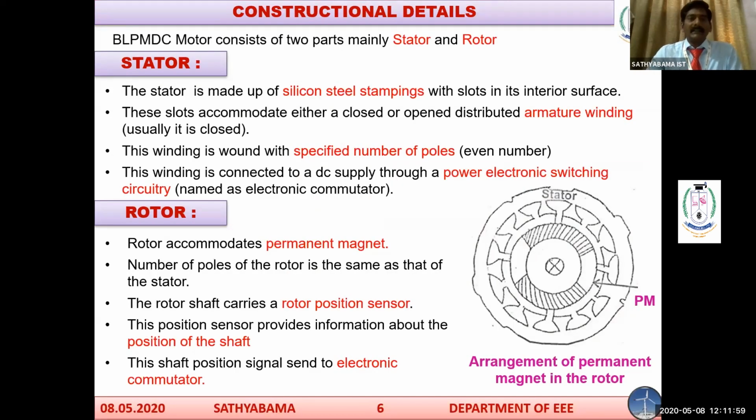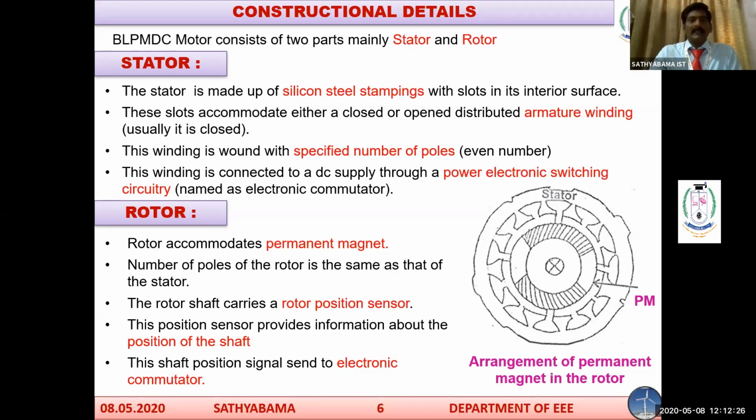The constructional details. The PMBL motor consists of two parts, mainly stator and rotor. The stator is made of silicon steel stampings with slots in its interior surface. These stator slots accommodate the armature winding. The winding is wound with a specific number of poles. Normally, an even number of poles are placed.